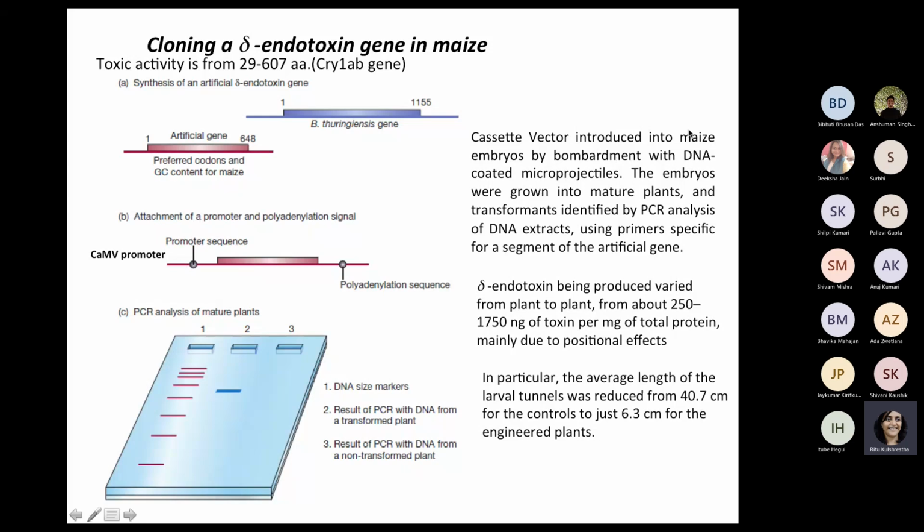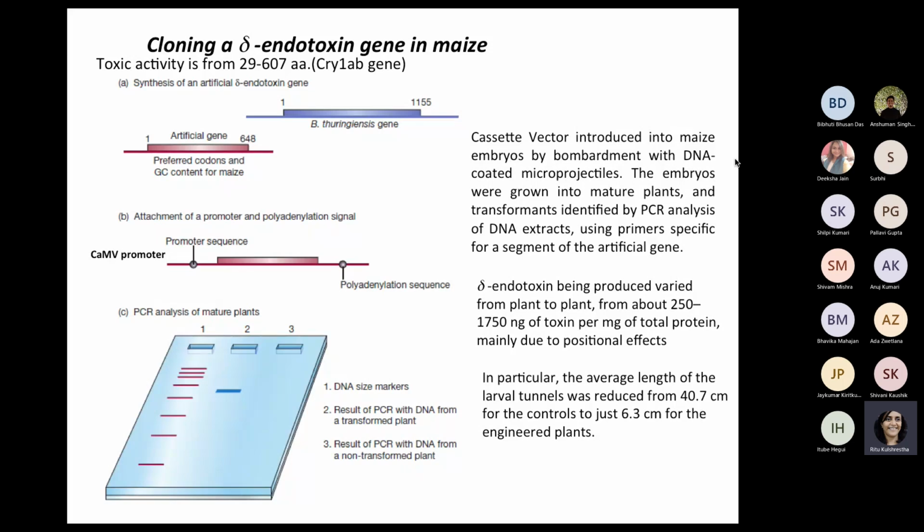So what they did is that they took maize embryos and bombarded them with the cassette that they had made, which was coated as DNA-coated microprojectiles. They bombarded a number of embryos, and a number of transgenic plants were developed from it. And how do you develop a plant from an embryo? By giving them proper conditions and also altering the concentration of the various hormones that I told you about.